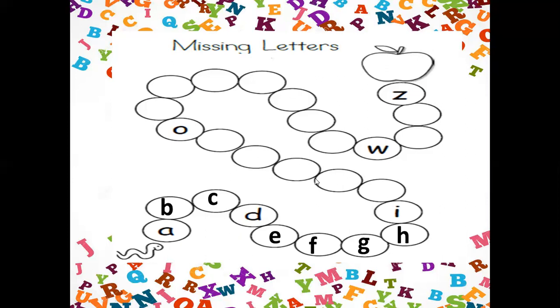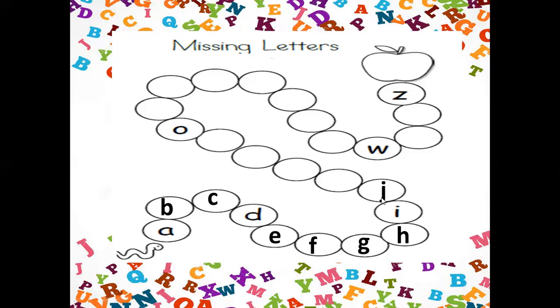We have a total of five missing letters between I and O. Let's start after the I. What is the next letter after the I? The letter after I is J.